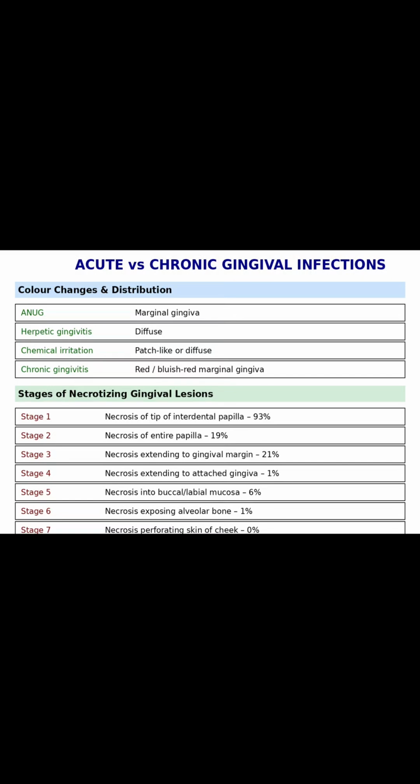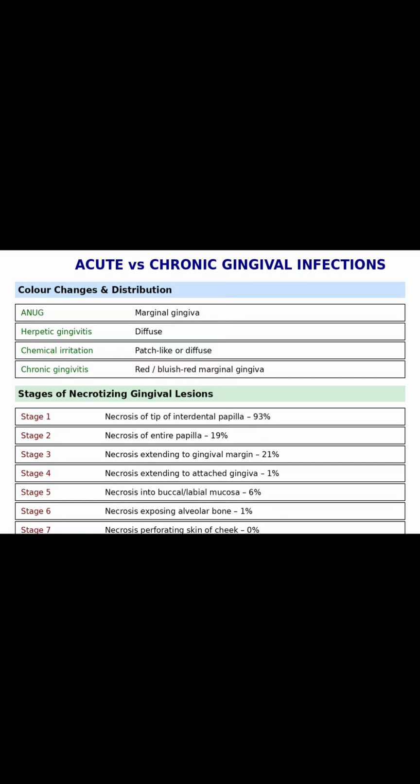Stage 2 is necrosis of entire papilla. The necrosis spreads to involve the entire interdental papilla. At this stage, tissue destruction is deeper, pseudomembrane formation is more evident. Then stage 3 will be necrosis extending to gingival margin. So necrosis progresses beyond the papilla to involve the marginal gingiva. This leads to loss of gingival contour, increased halitosis, and severe inflammatory response.